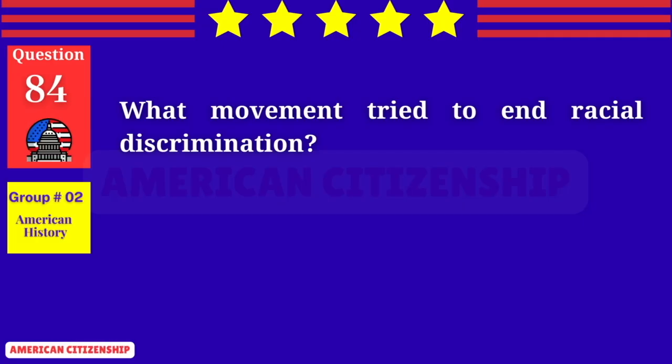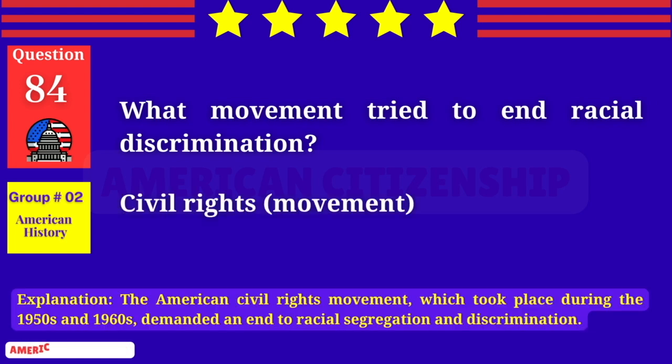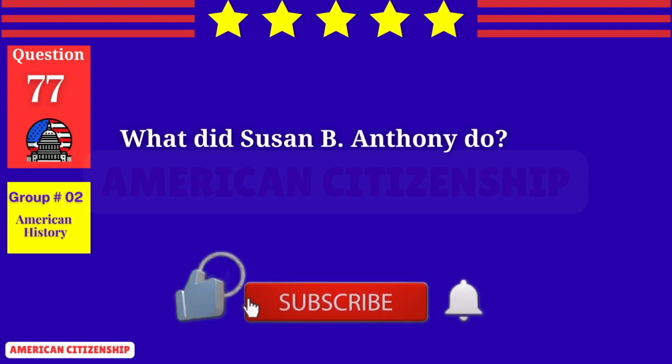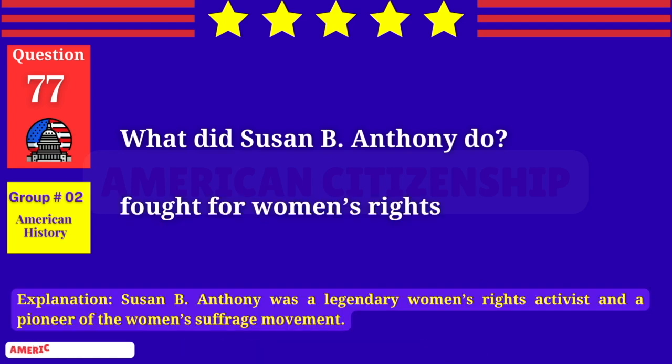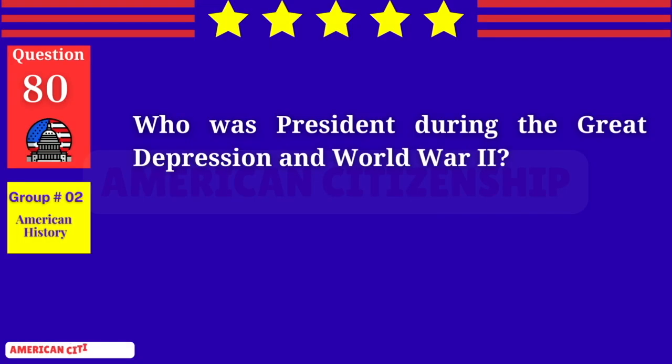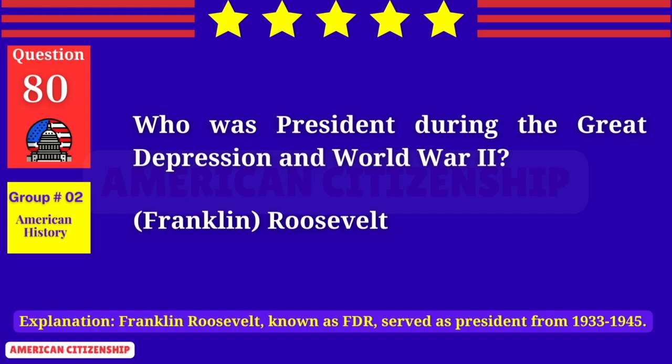What movement tried to end racial discrimination? Civil Rights Movement. What did Susan B. Anthony do? Fought for women's rights. Who was president during the Great Depression and World War II? Franklin Roosevelt.